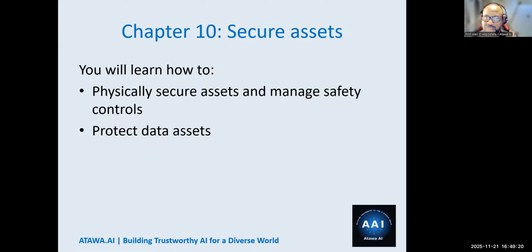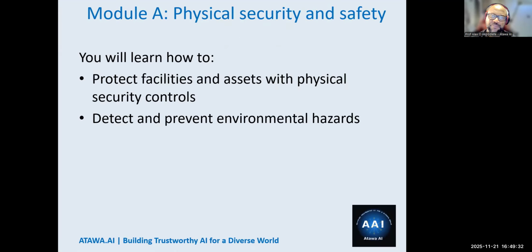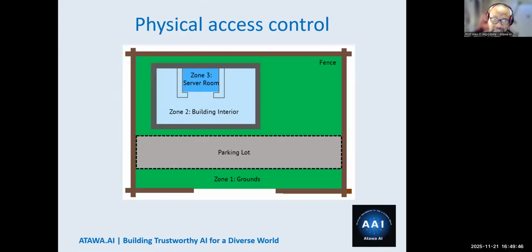In Chapter 10, the whole idea is for you to learn about physical secure assets and how to manage safety controls, and then, of course, protect the actual data assets. In the first module, which is module A, or the sub-module, we look at how to protect facilities and assets with physical security controls and how to detect and prevent environmental hazards.